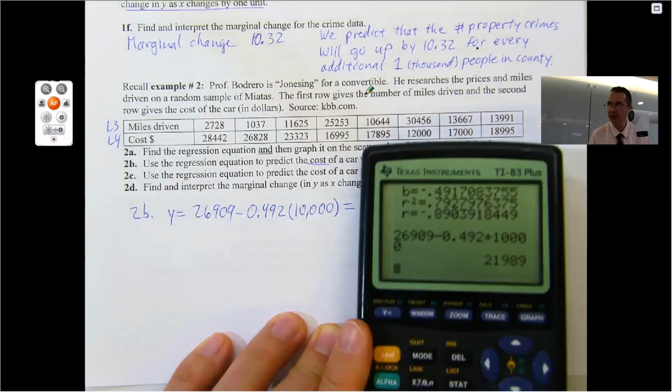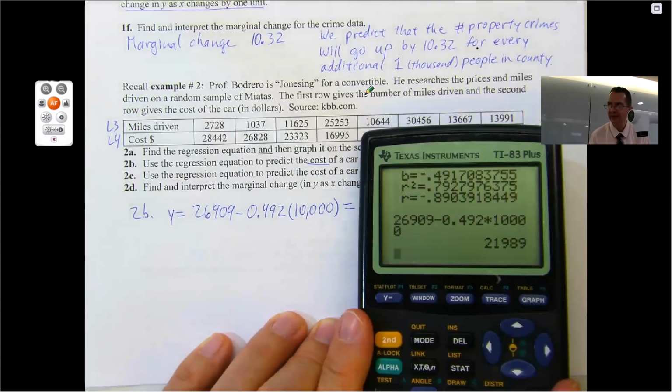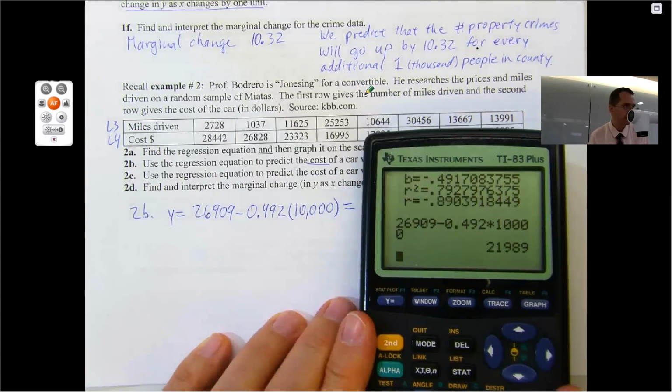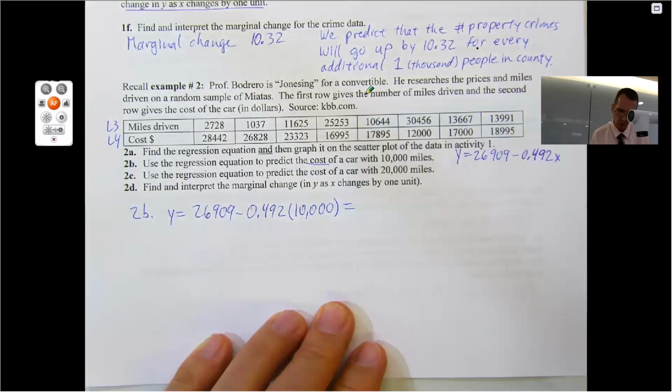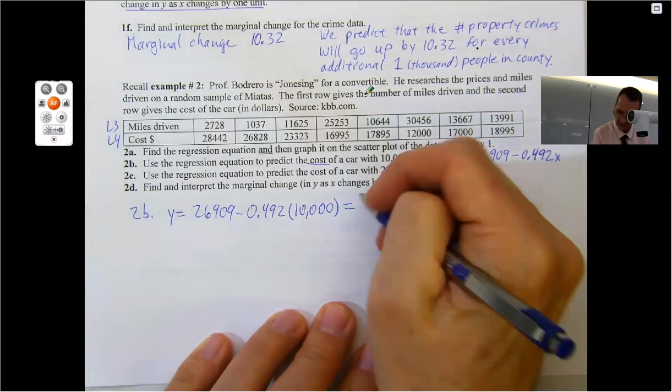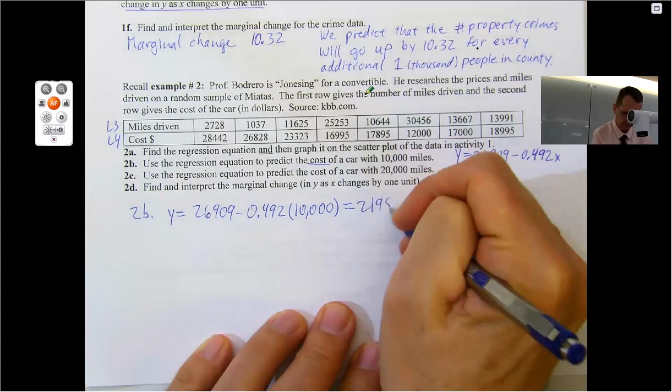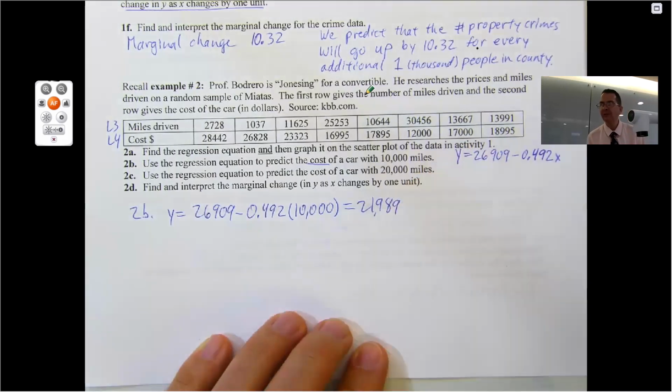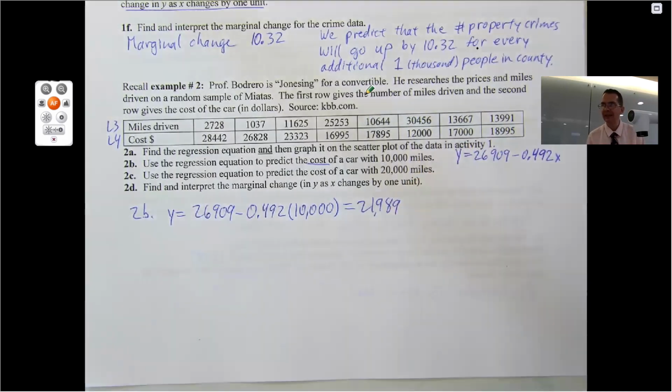So how much would we predict the car costs if it has 10,000 miles on it? Just under $22,000, right? So we would predict 21,989. Now, if I find a car that has exactly 10,000 miles on it, will they be asking exactly 21,989? No, but these are predictions, so they should be close estimates.